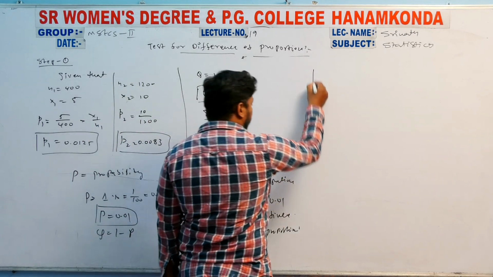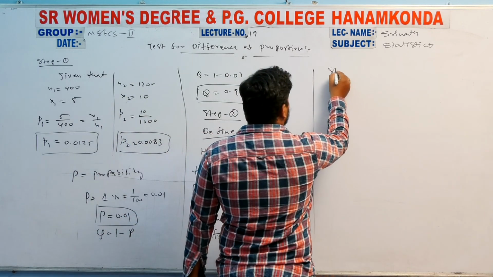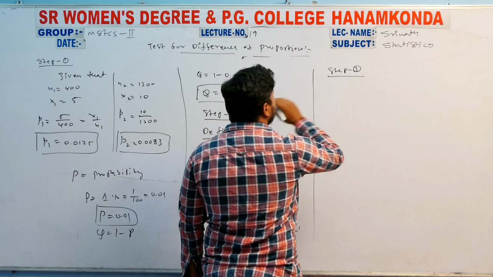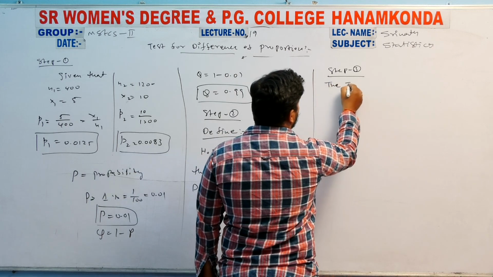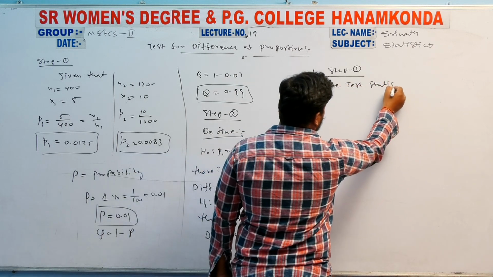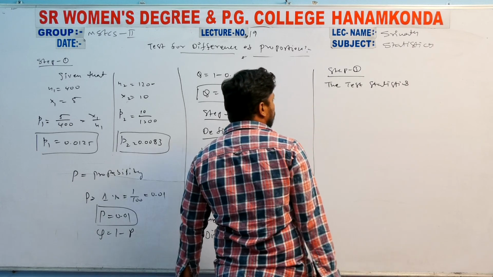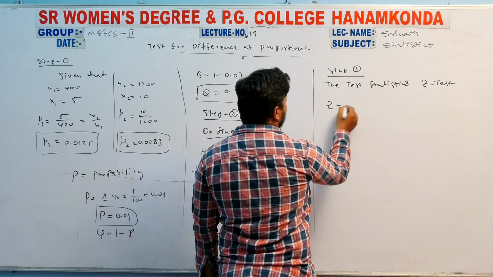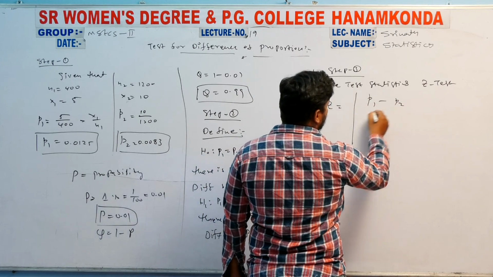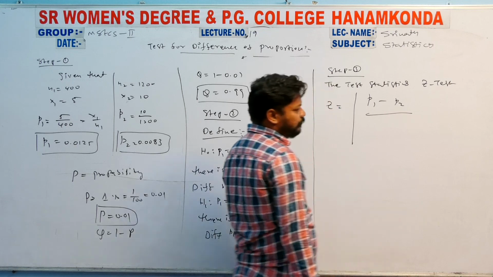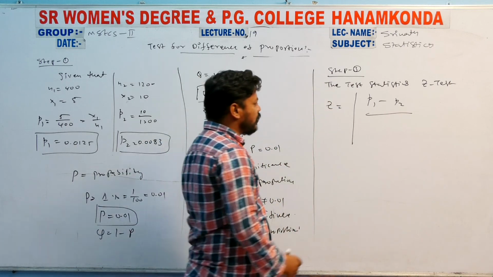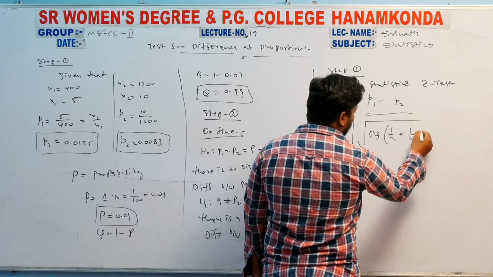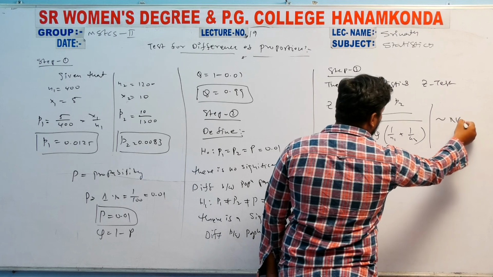And step 3, the test statistic. The Z test is given by Z equal to the difference of small proportion 1 and proportion 2, divided by the formula under root of PQ into 1 by n1 plus 1 by n2, which follows the normal distribution (0, 1).